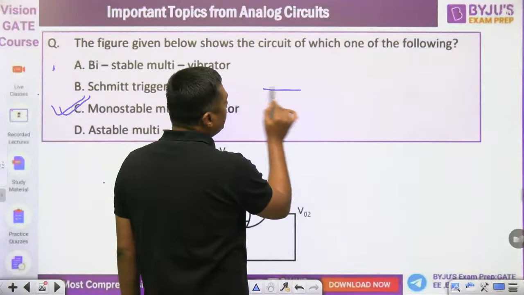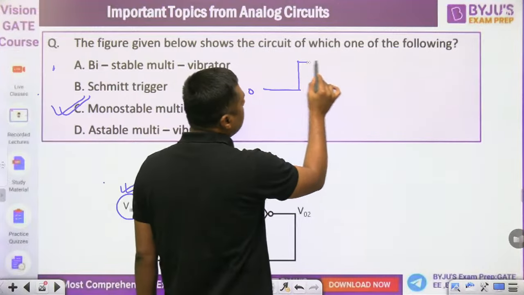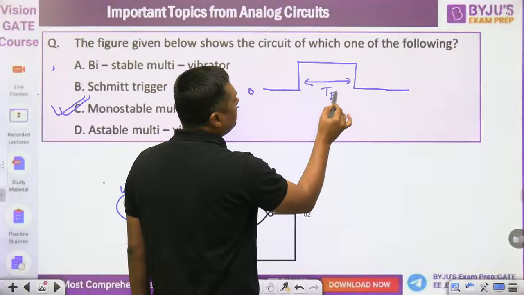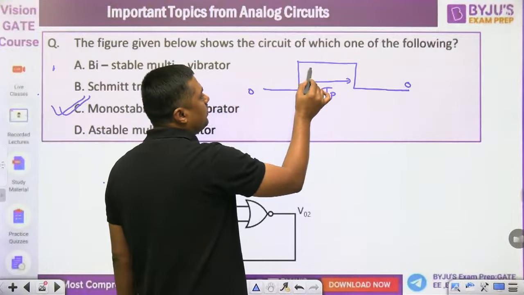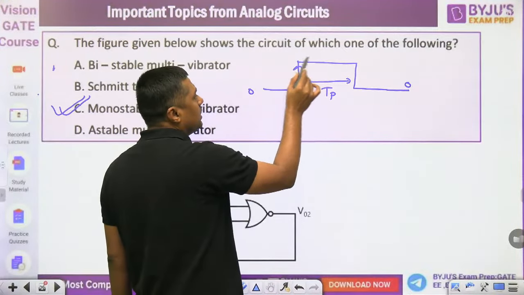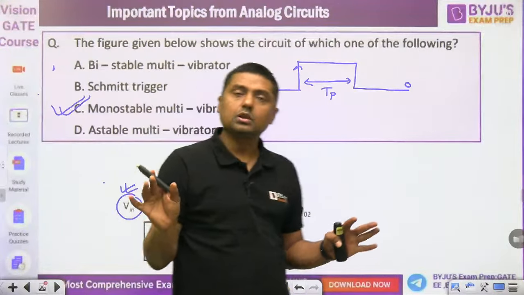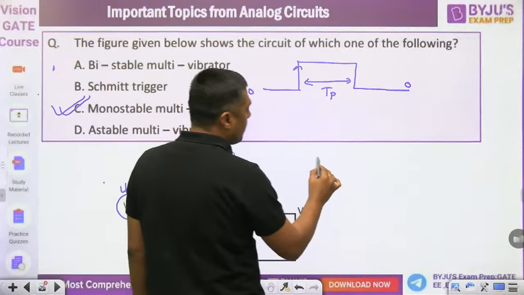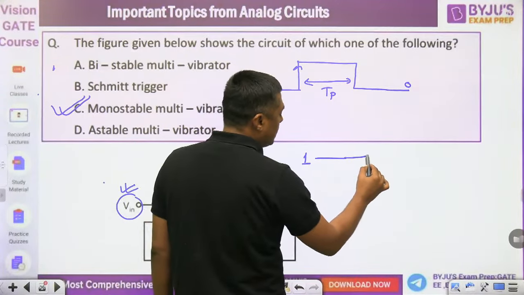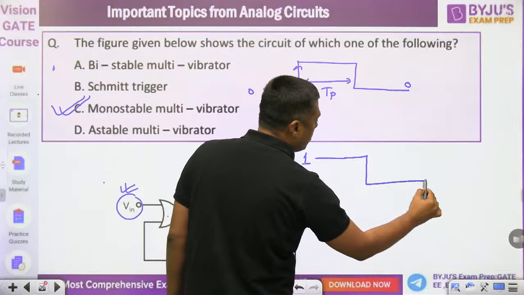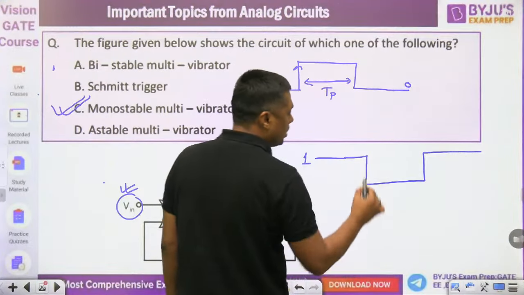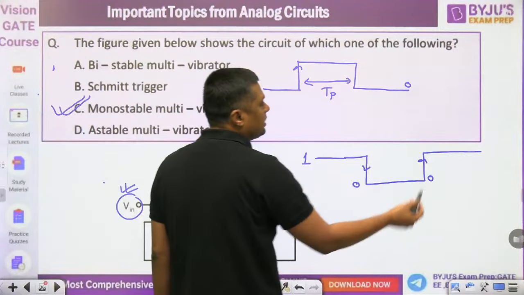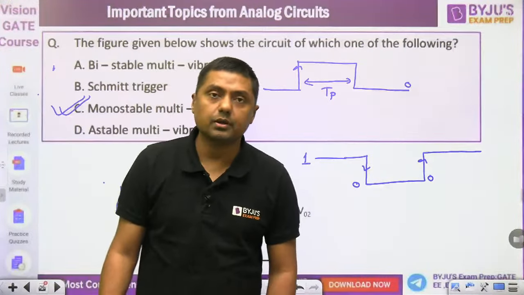When we give the trigger, it will switch from 0 to 1. After some time, automatically it will become 0. For T_P period, it will remain 1 and automatically it will become 0. So from 0 to 1 trigger, 1 to 0 no trigger. That is called one shot multivibrator or univibrator. The opposite is also possible. It is in the stable state at 1, we give the trigger, it goes to zero, and automatically it becomes one again. One to zero, trigger is required; zero to one, no trigger is required. Again, it is a monostable multivibrator.